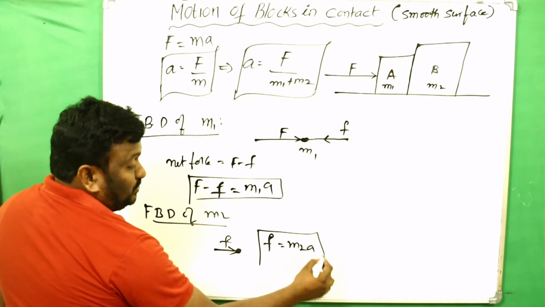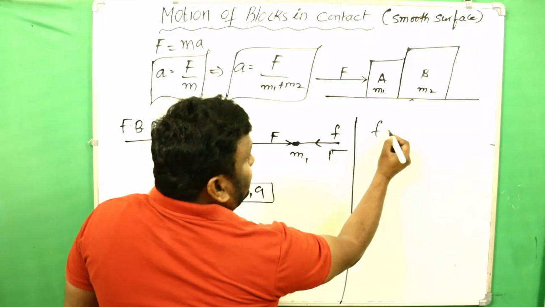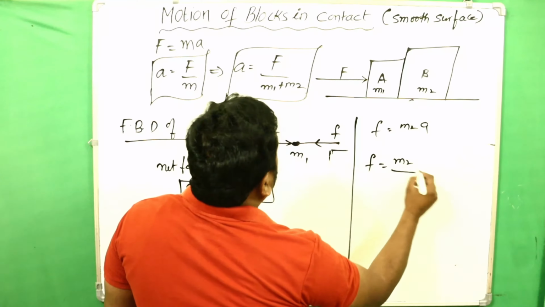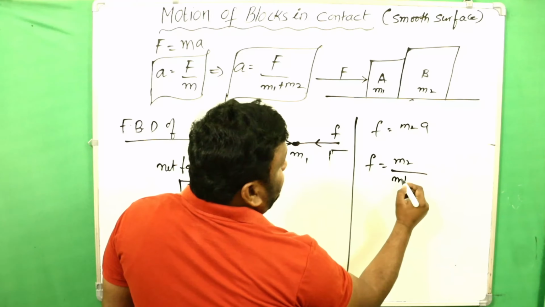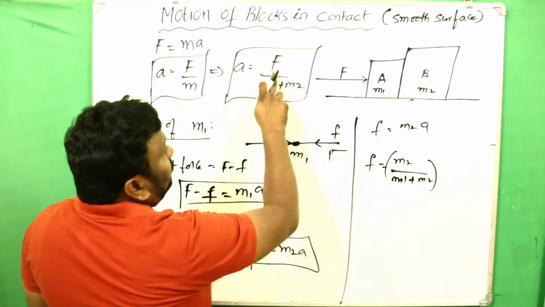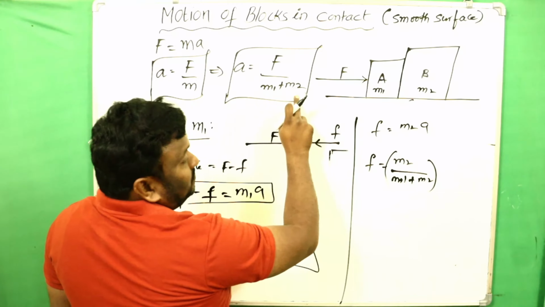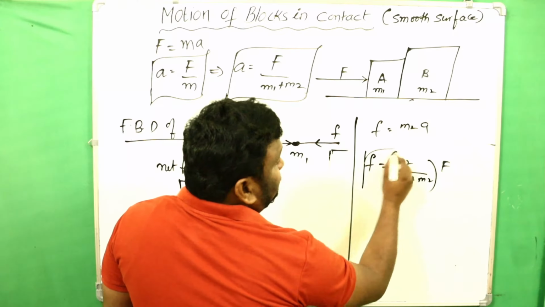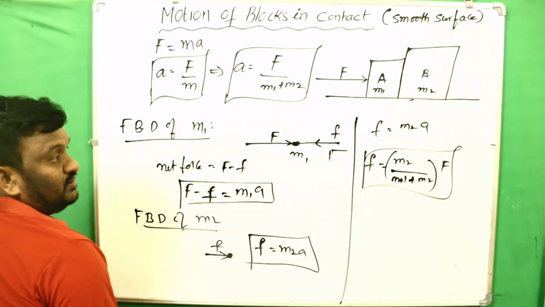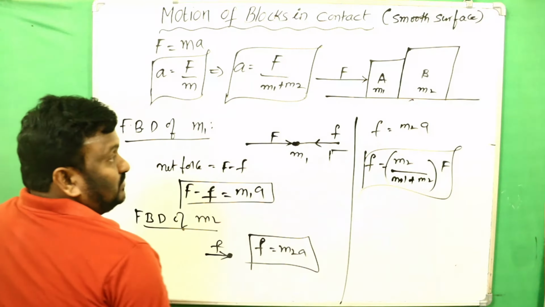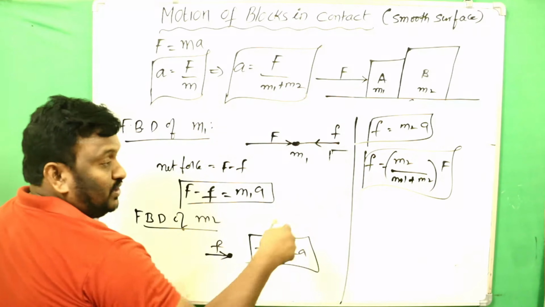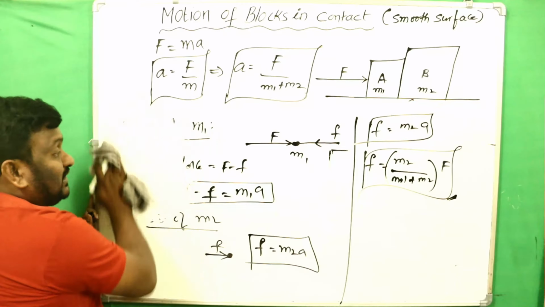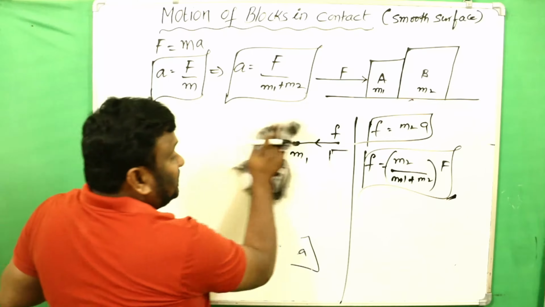f equals m2 into a. The value of a is F by m1 plus m2. So f equals m2 by m1 plus m2 into F. You can use this formula also. We have discussed how it comes, how f equals m2a is derived, so no need to worry. And now for the second case: if we apply the force on the second one, what happens? Let's see.